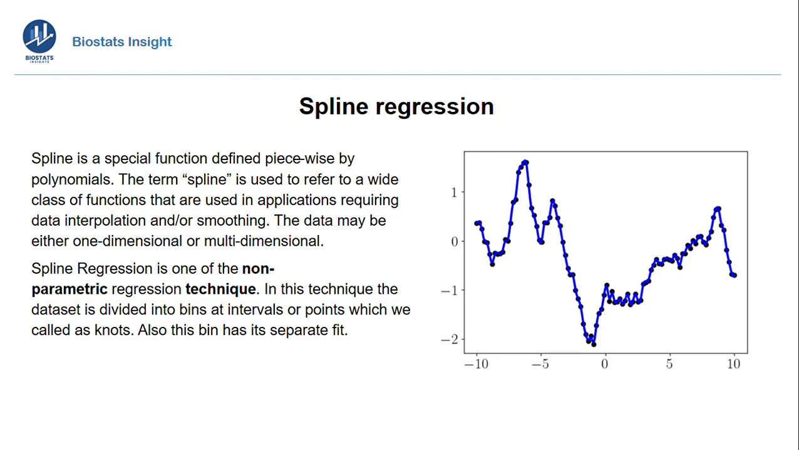So when the linear relationship does not hold and your data points do not follow a specific pattern, we will come up with the spline regression. Spline regression is one of the non-parametric approaches in regression techniques. In this technique, the data set is divided into bins or intervals, which we call knots. That's called a knot here. Also, the bins have a separate fit.